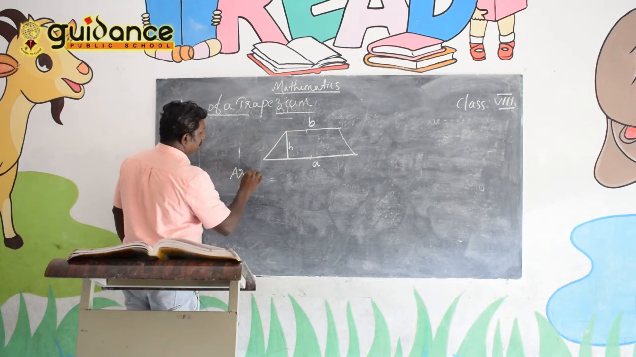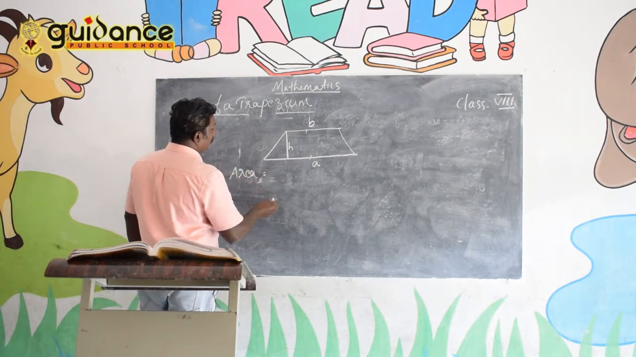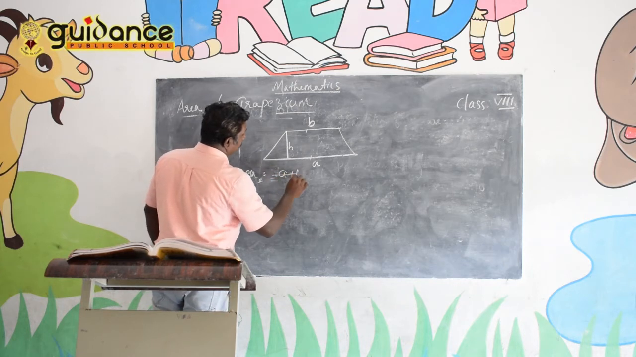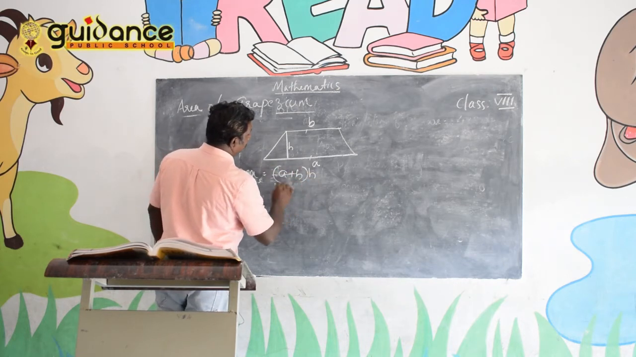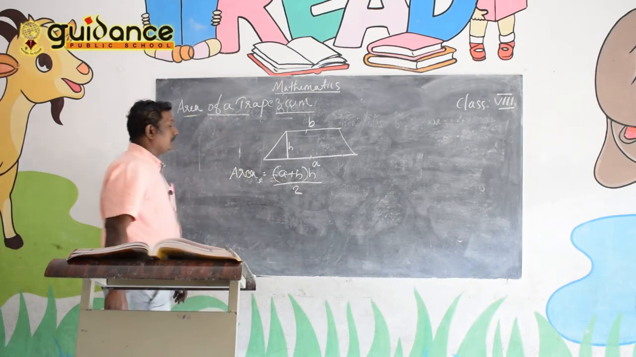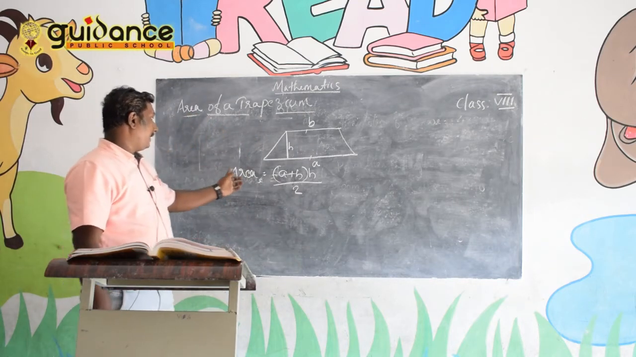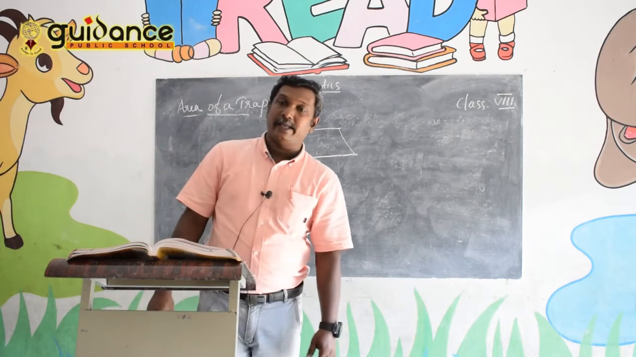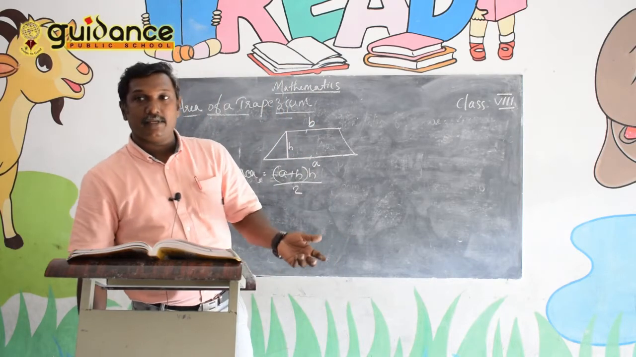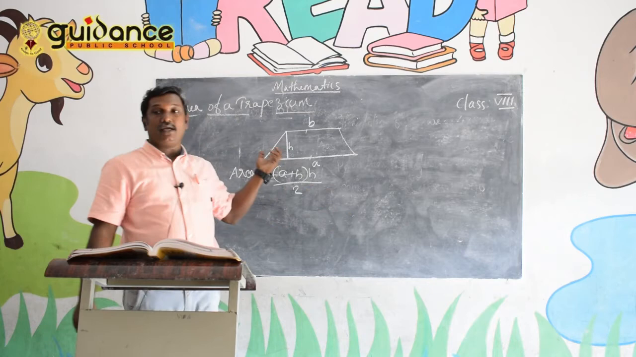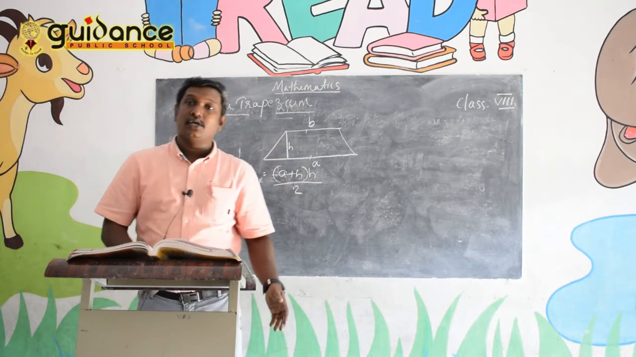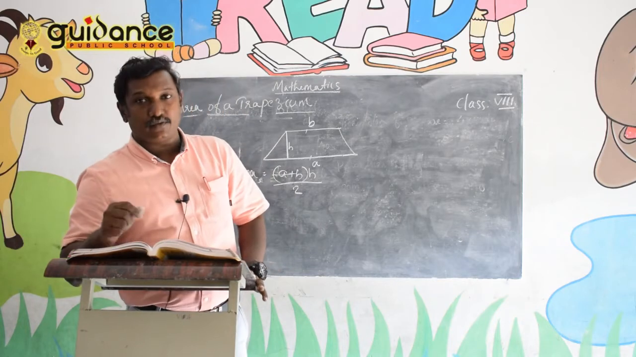Area of trapezium is equal to (A plus B) into H by 2. The area of a trapezium is equal to (A plus B) into H by 2. What are A and B? A and B are the lengths of the parallel sides and H is the distance between the two parallel sides, or we can consider it as the height of the trapezium.